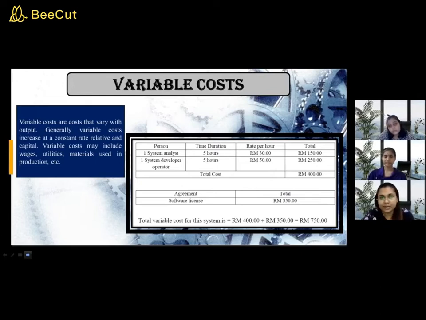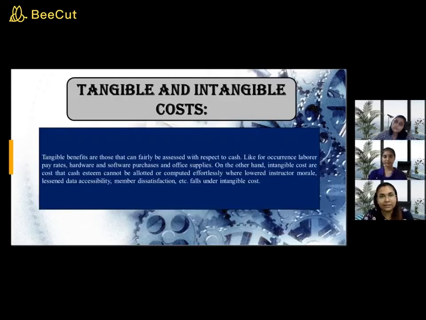Time duration for one system developer operator is 5 hours. Rate per hour is 50 ringgit and total is 250 ringgit. Total cost is 400 ringgit. Total agreement software license is 350 ringgit and total variable cost for this system is 400 ringgit plus 350 ringgit equals 750 ringgit.